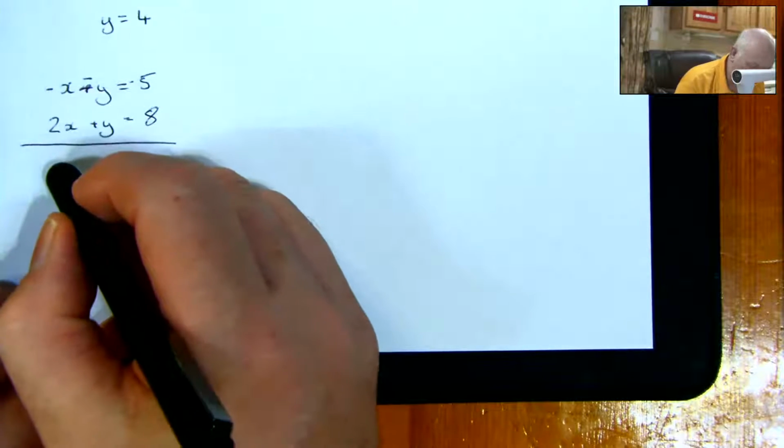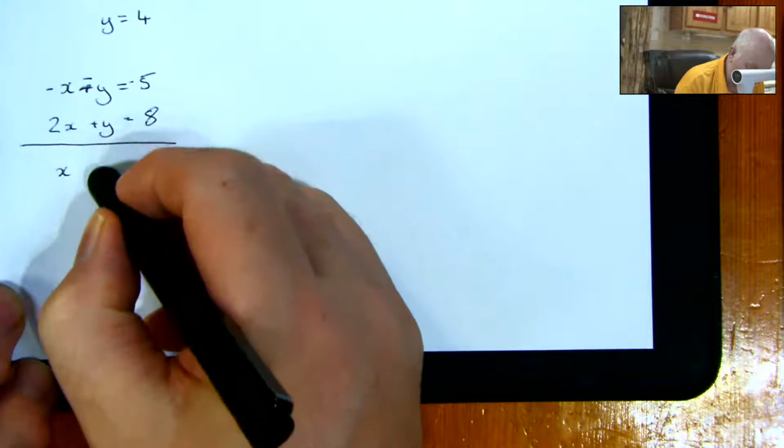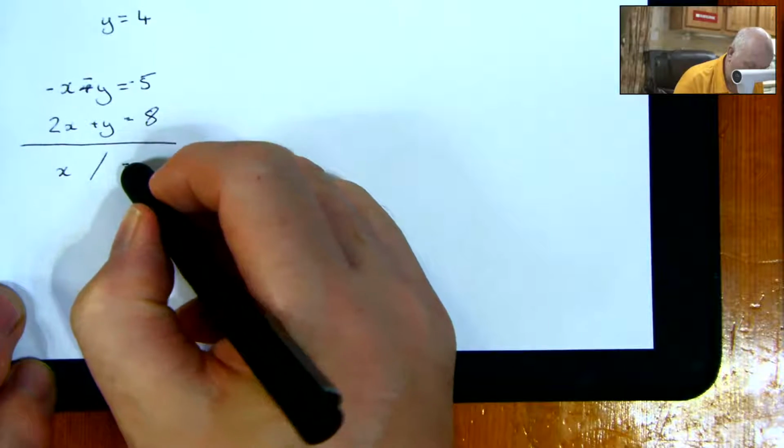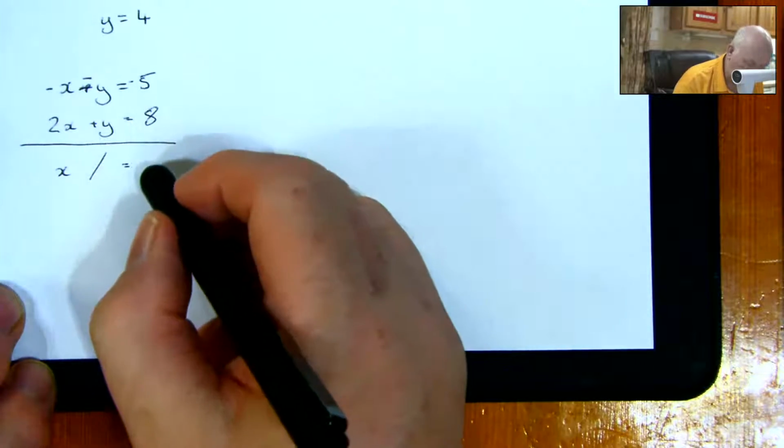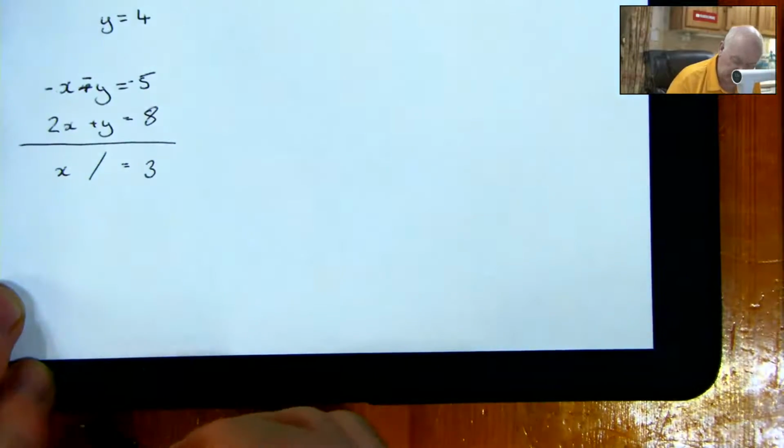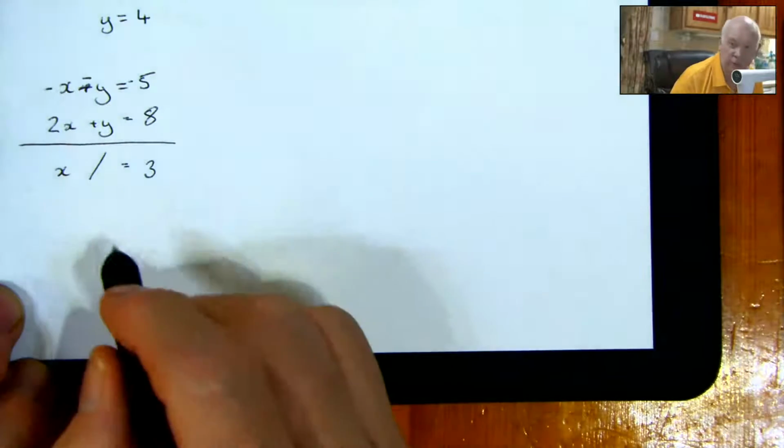2x minus an x will give me x. The y's eliminate, and we've got 8 minus 5, which is 3. So we've got our answer, x equals 3.